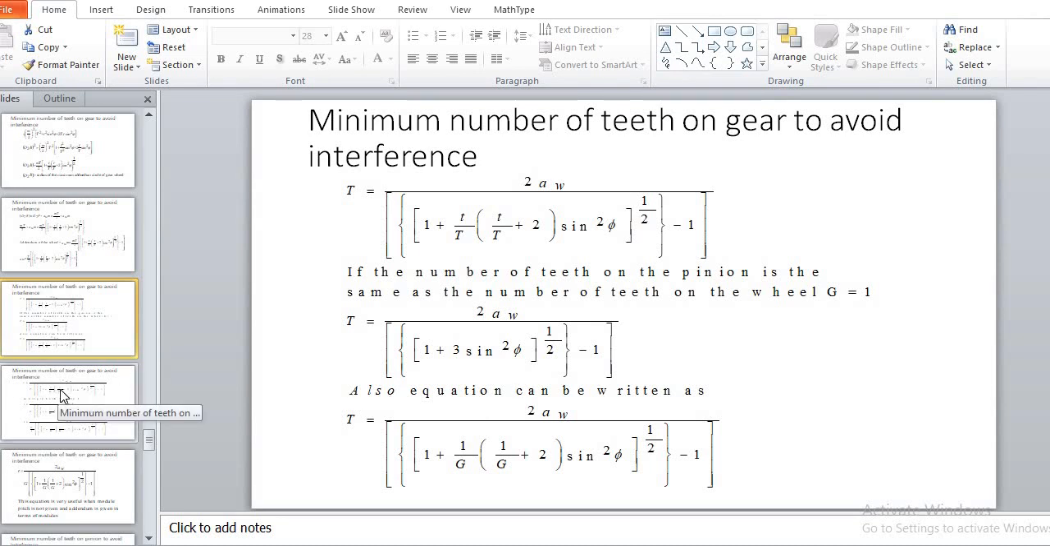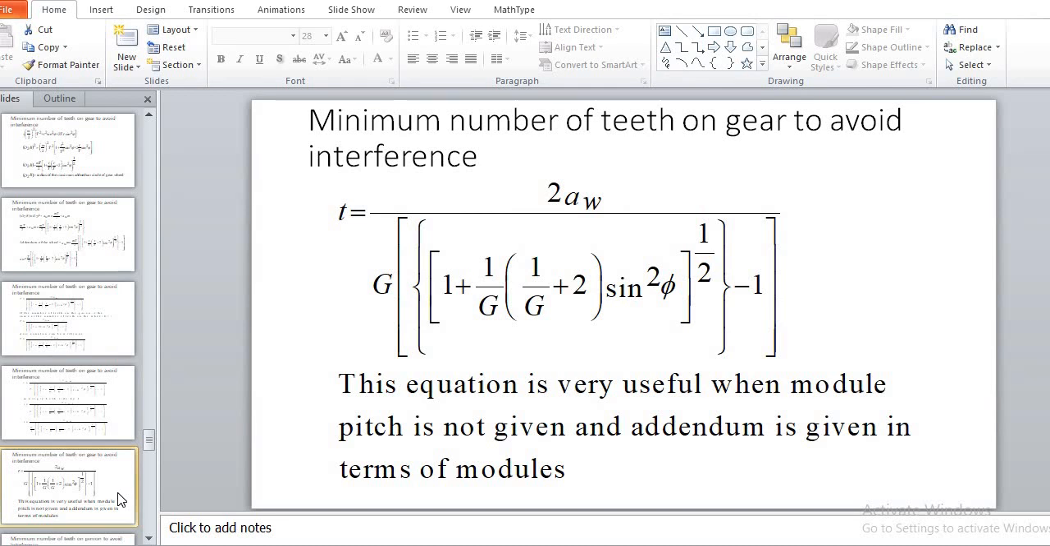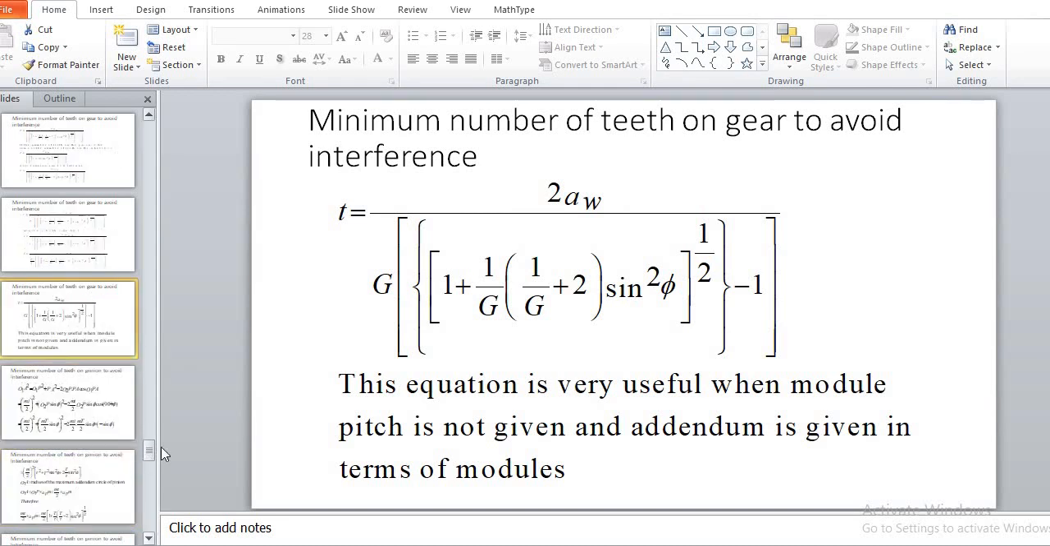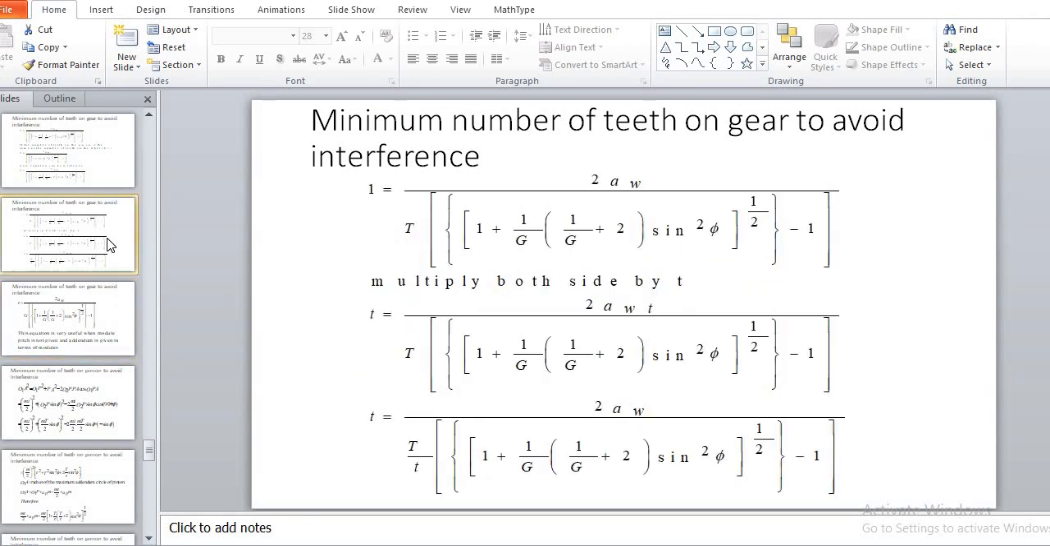Similarly, we can derive the minimum number of teeth on the pinion to avoid interference. This equation is useful when the module pitch is not given and the addendum is given in terms of the module. We use this equation to find the minimum number of teeth to avoid interference.